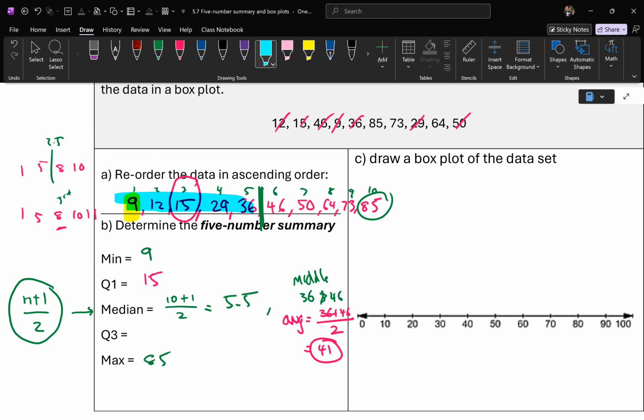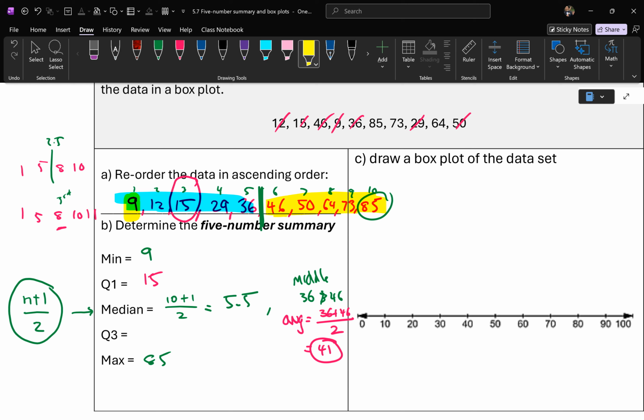Out of those 5 people ranked, who's the middle? The 1, 2, 3, 4, 5. So it must be the third person. So that number is 15. That's Q1. The middle we worked out, number 41. So that's the line. Now the upper half, I'm going to color it in yellow.